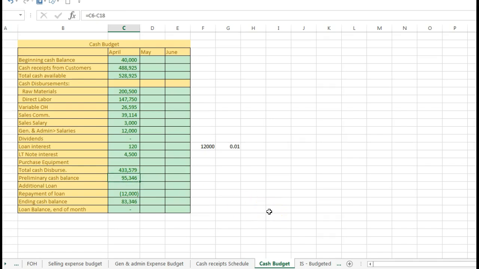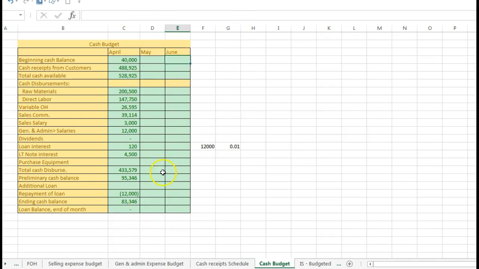And if we subtract the disbursements from the receipts, we come up with a cash balance of $95,346. Now, it said if they went over that $40,000, I think it was the $40,000, they were going to repay that loan of $12,000, which they've done. So they have an ending cash balance of $83,346. And there's no loan because they paid it off. So there's no short-term loan. You're going to do the same thing for May and June after you go through this whole process.